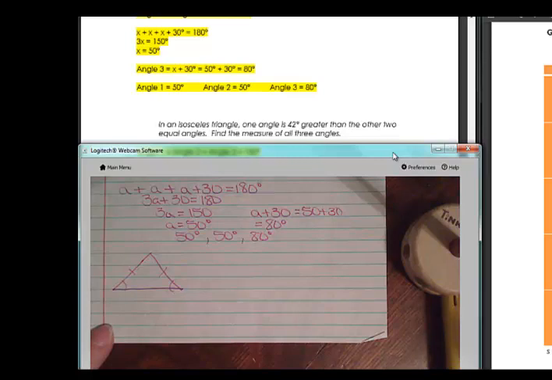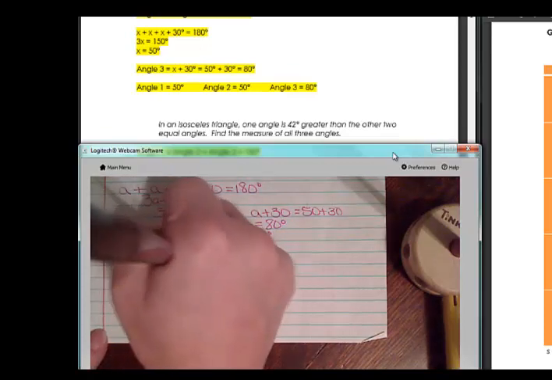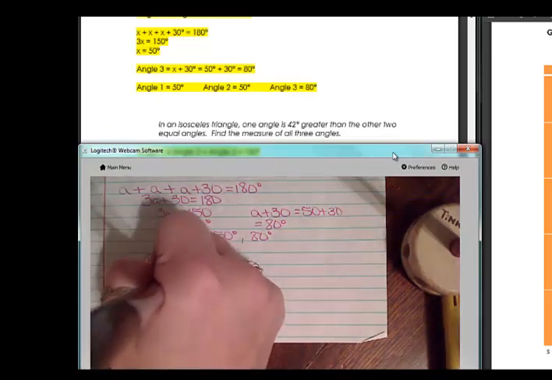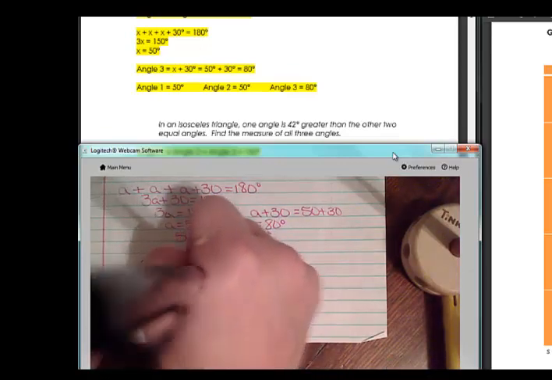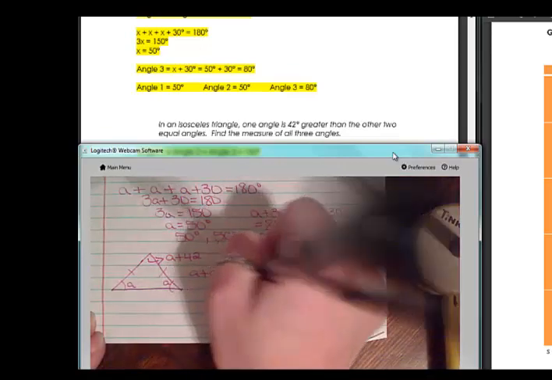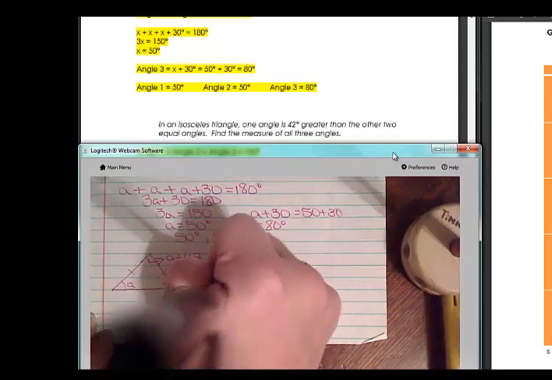Okay, so we're working this one exactly the same way. We know that these two are the same, and we know that this one from our problem is 42 degrees greater than the others. So this one's going to be A plus 42 if we let both of these be A. So we just need to add all those up and let them equal 180. So we have A plus A plus A plus 42 equals 180. 3A plus 42 equals 180.